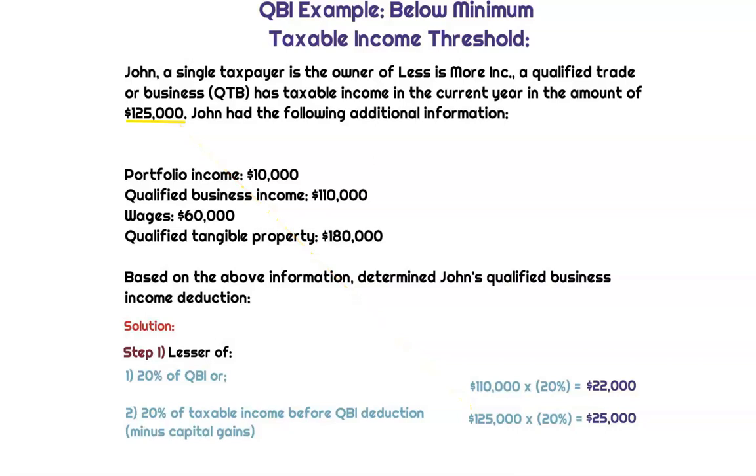So what is the lesser of the two? Obviously $110,000. So $110,000 times 20% is going to give us $22,000, and this is John's QBI deduction. Now, keep in mind, for scenario number 1, these rules are going to be the exact same for both QTBs and SSTBs. This same first limitation is still going to be applied even if John was the owner of a specialized service trader business.